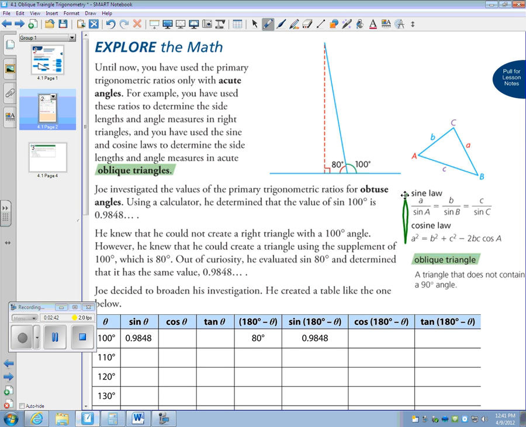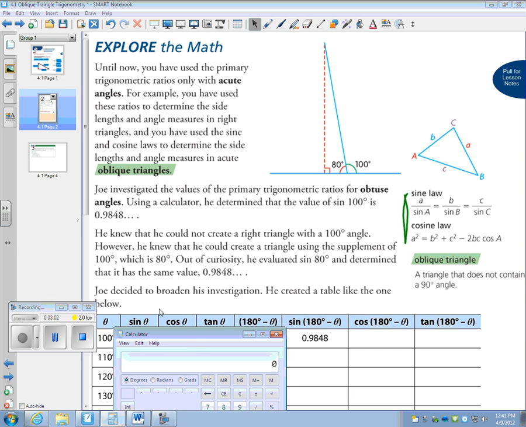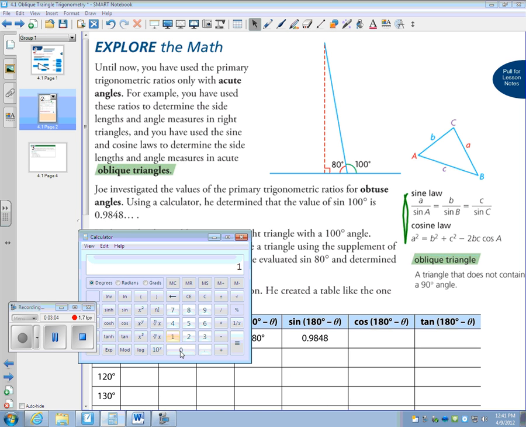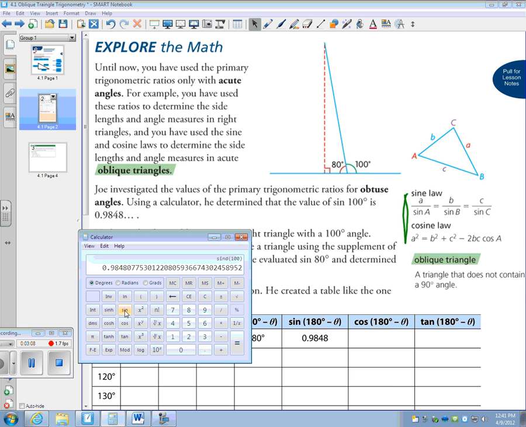Okay, now we have Joe here. He investigated the values of the primary trig ratios for obtuse angles. Using a calculator, he determined that the value of the sine of 100 is 0.9848. He took his calculator and he went 100 sine. Some people have to do sine 100, it just depends. And you could see that he got 0.984, repeating.